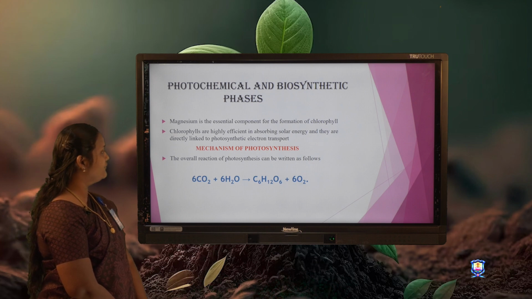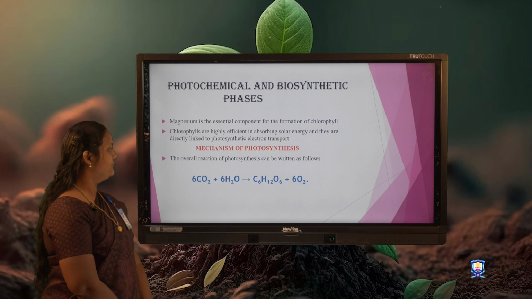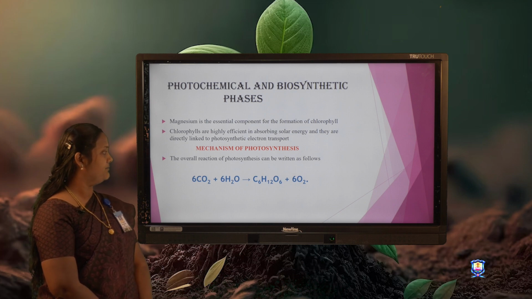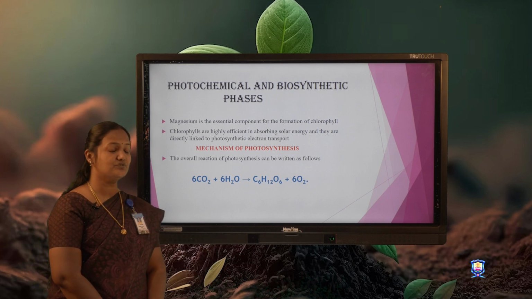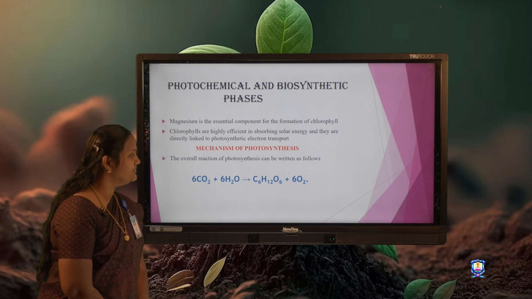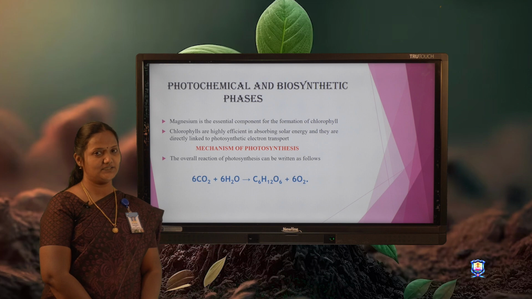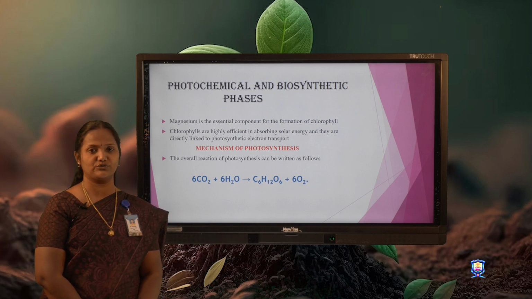The overall reaction of photosynthesis can be written as: 6 carbon dioxide plus 6 molecules of water, in the presence of sunlight and chlorophyll pigments, form starch molecules. So the big process of photosynthesis is done by the chloroplast.